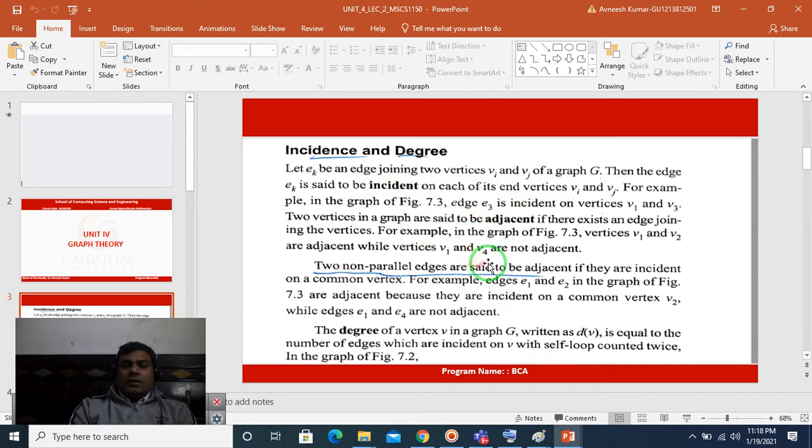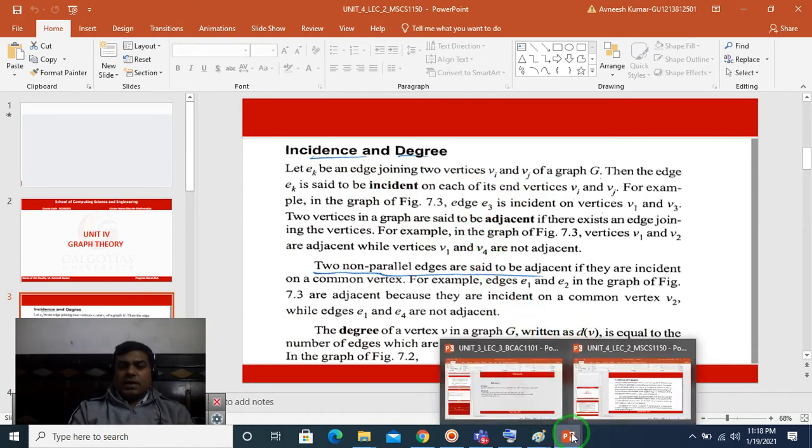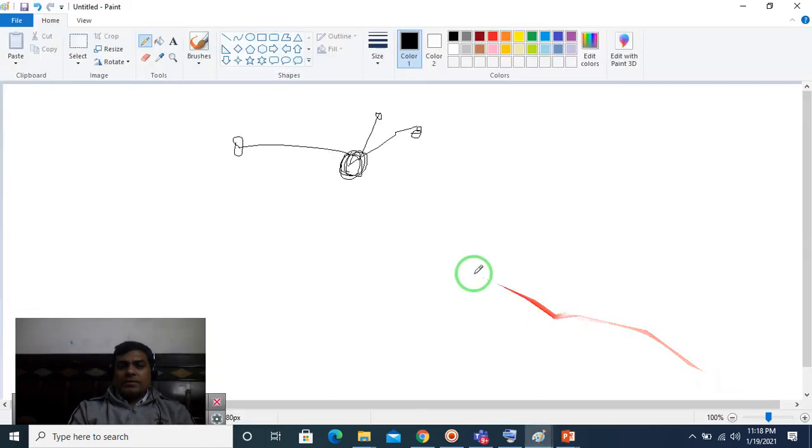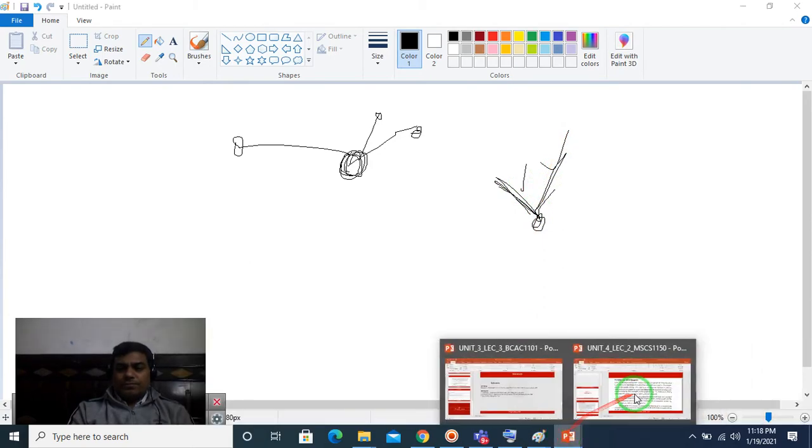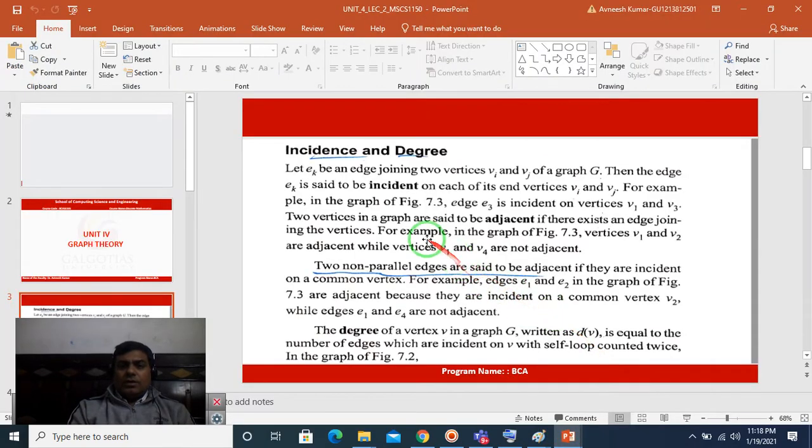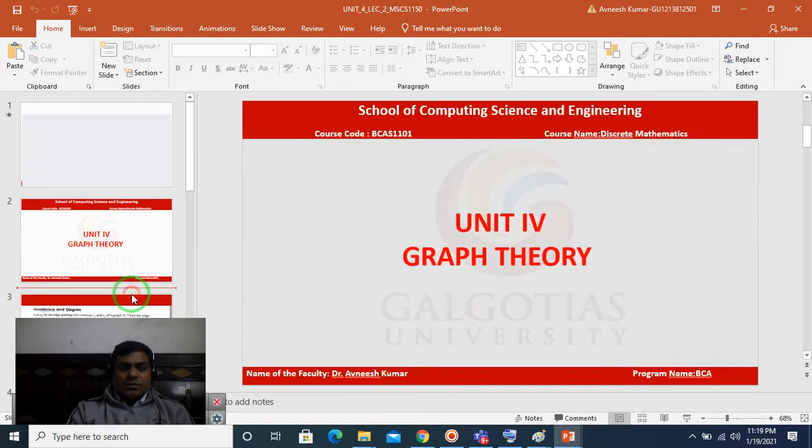And if two edges have a common vertex, just like that, they are called adjacent edges. Okay, so in figure 7.3, b1 and b2 are the adjacent edges.